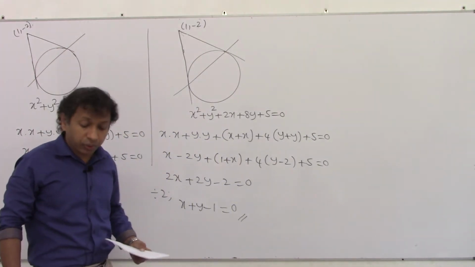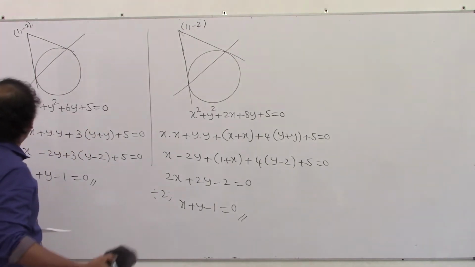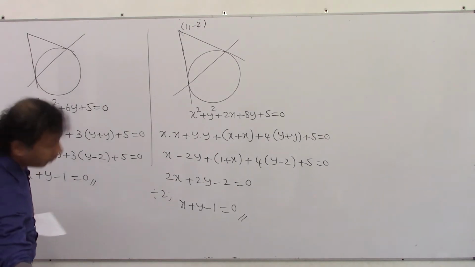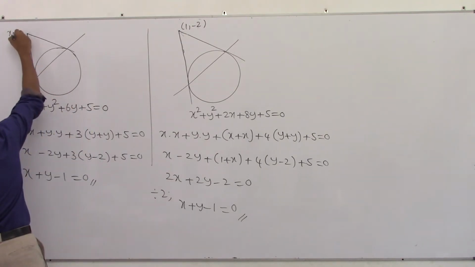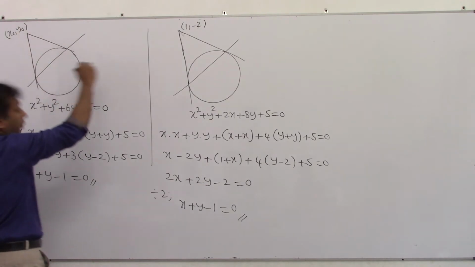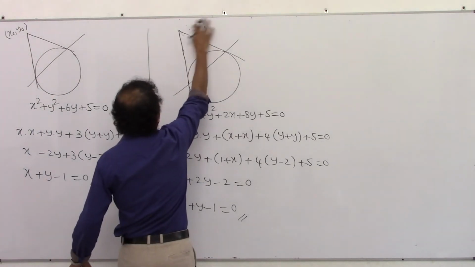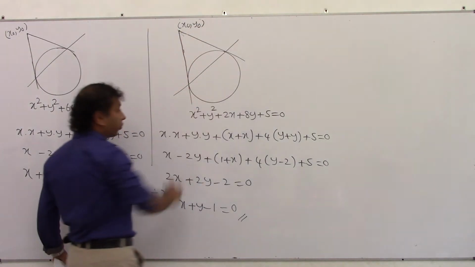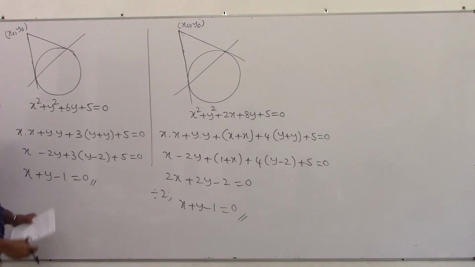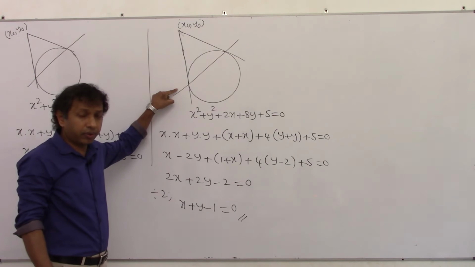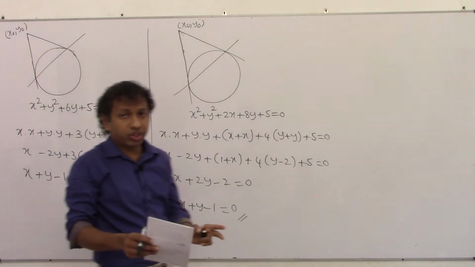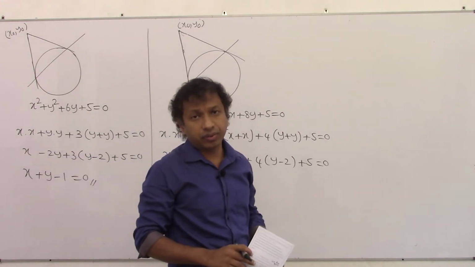Now, we do that question from the beginning like this. I am going to take that point as (x naught, y naught). And here also, I am going to take that point as (x naught, y naught). I am going to write the equation of this chord of contact and the equation of this chord of contact. Now the requirement is that the two chords of contact must coincide with each other.